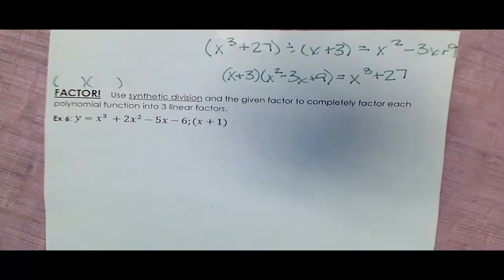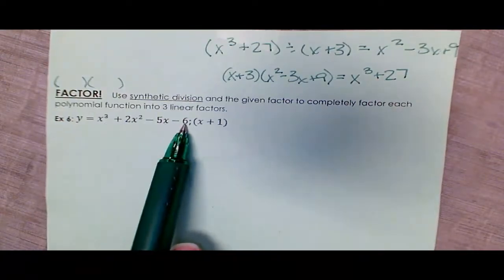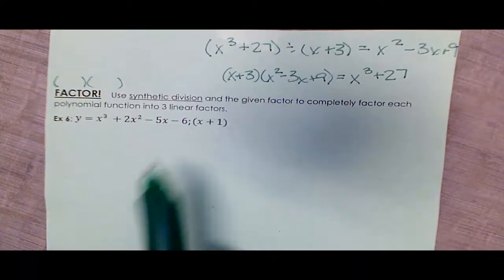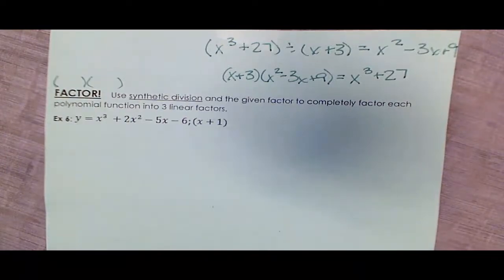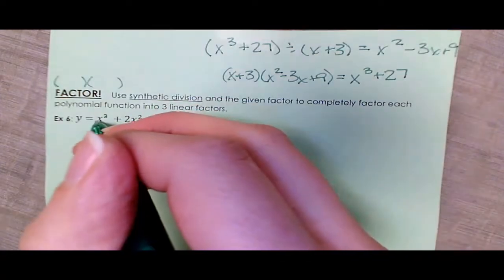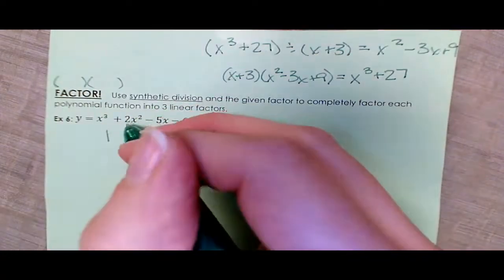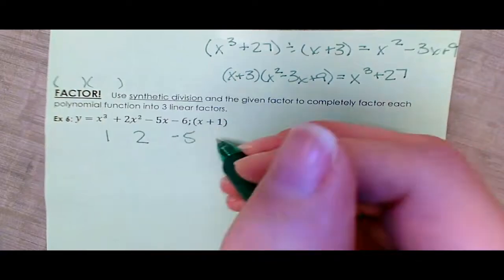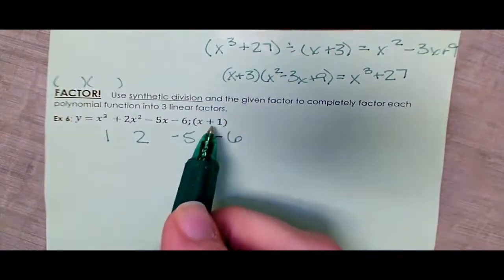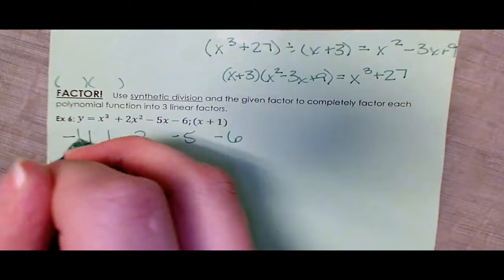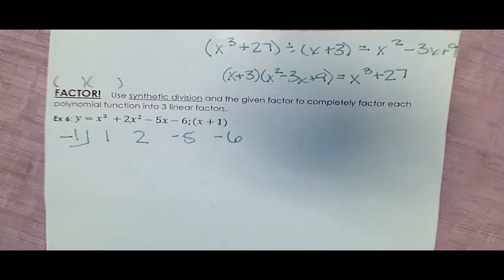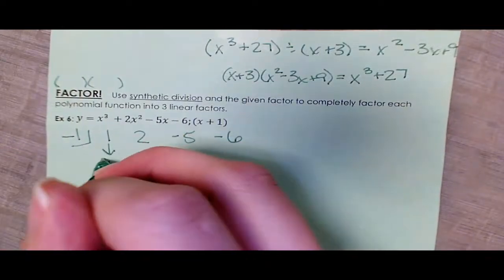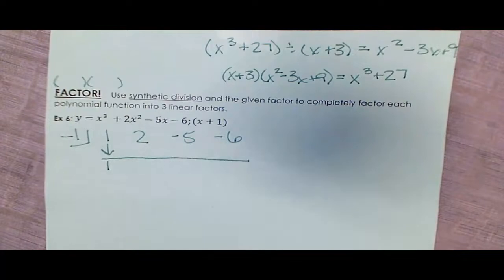So in example 6, here's the larger polynomial. I want to divide it by the x plus 1 that you see. So we're going to do just synthetic division like we've been doing the whole class period so far. My coefficients are 1, 2, -5, and -6. And the opposite of plus 1 is minus 1, so that's my r value. I'm going to bring down my first coefficient, and I do synthetic division.